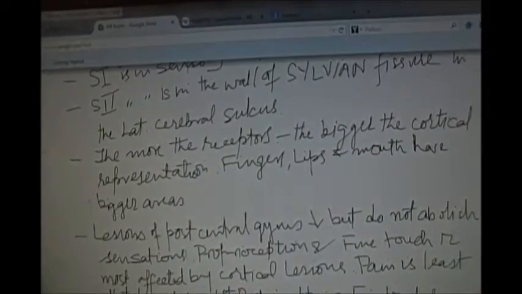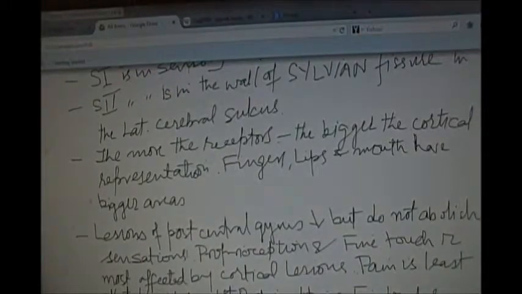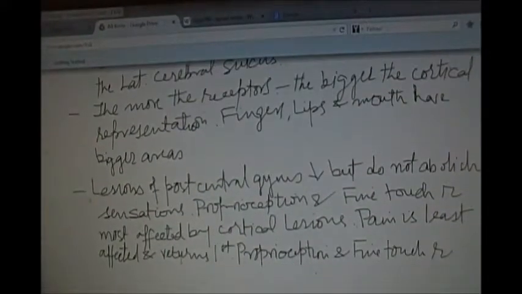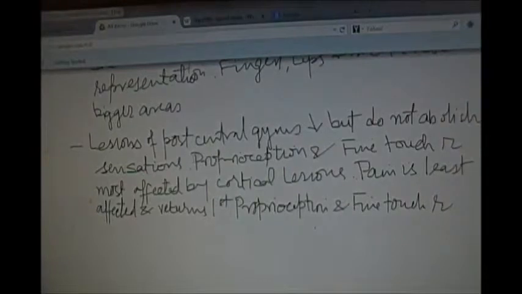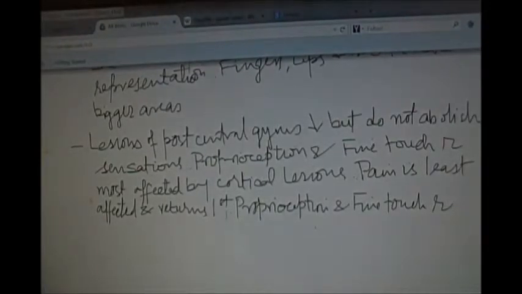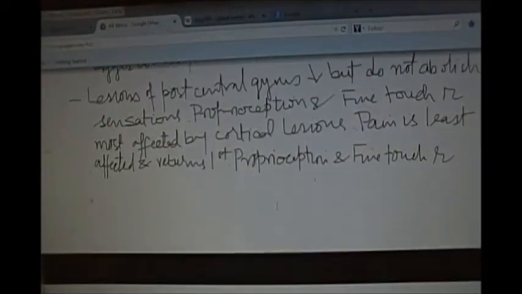And what sensations are gone first and which one last? The proprioception and fine touch, which are carried by the dorsal column or medial lemniscal system, are most affected by the cortical lesions, and pain is least affected and returns first. The proprioception and fine touch are last to return in case of cerebrocortical lesions.